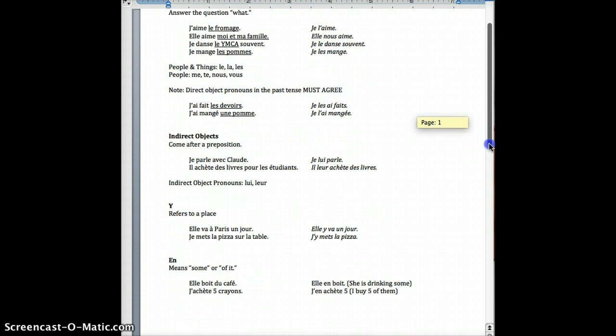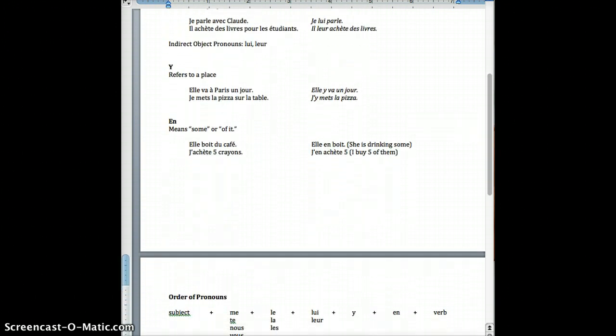Y refers to a place. So, elle va à Paris un jour. She goes to Paris one day. She goes there one day. Je mets la pizza sur la table. J'y mets la pizza. I put the pizza there.